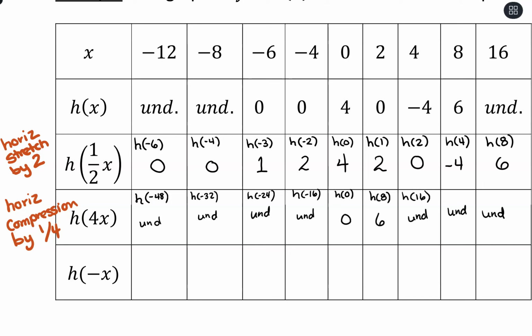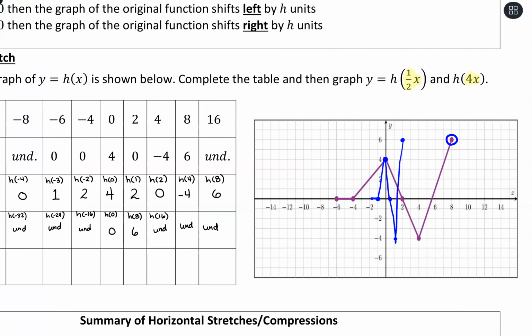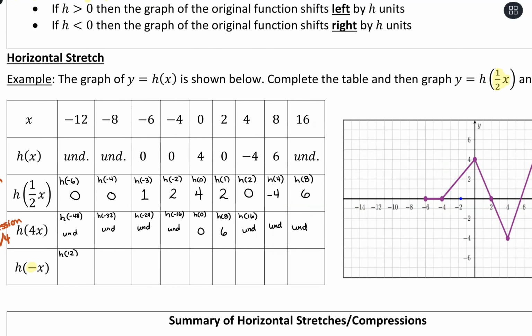Okay, one last thing here is what if we have a negative inside? What is that going to do? Again, we're just affecting the inside of our function. So if I have negative 12, I'm really looking at positive 12, which in my original function is, sorry, clearing it out so I can see my original function easily. That's undefined.